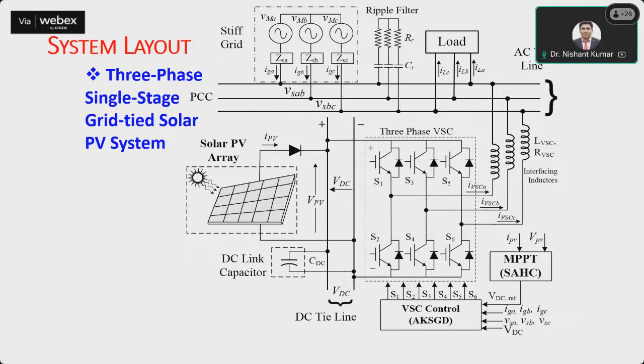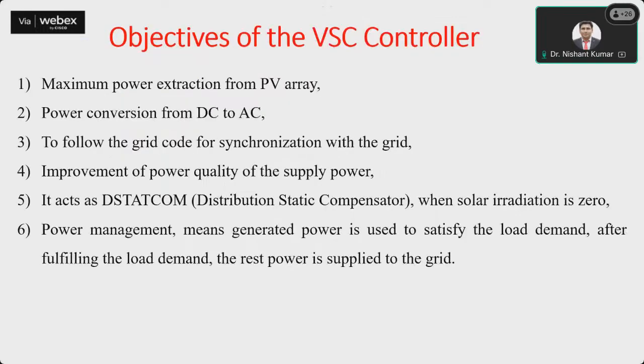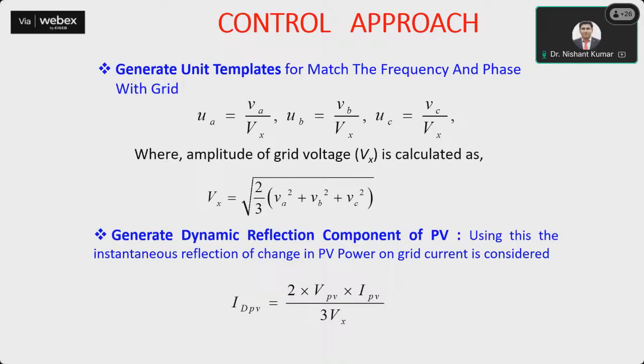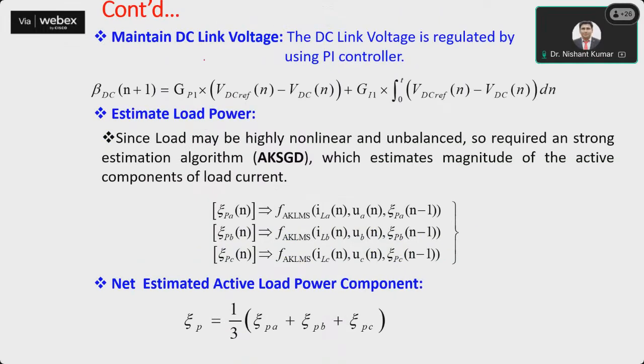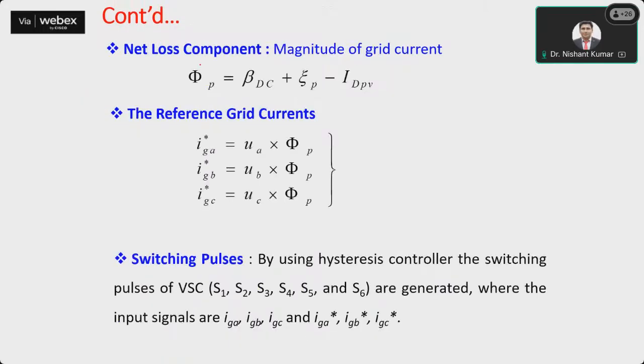Leave the control technique portion. Control technique is running. For example, control technique is unit template based. The first stage generates the unit template, then generates the feed forward terminology for the PV, and then for maintaining the DC link voltage, it generates the loss component. Also, if you have a load, then the net active load current component. Then you generate the final grid current reference by multiplying with the unit template.